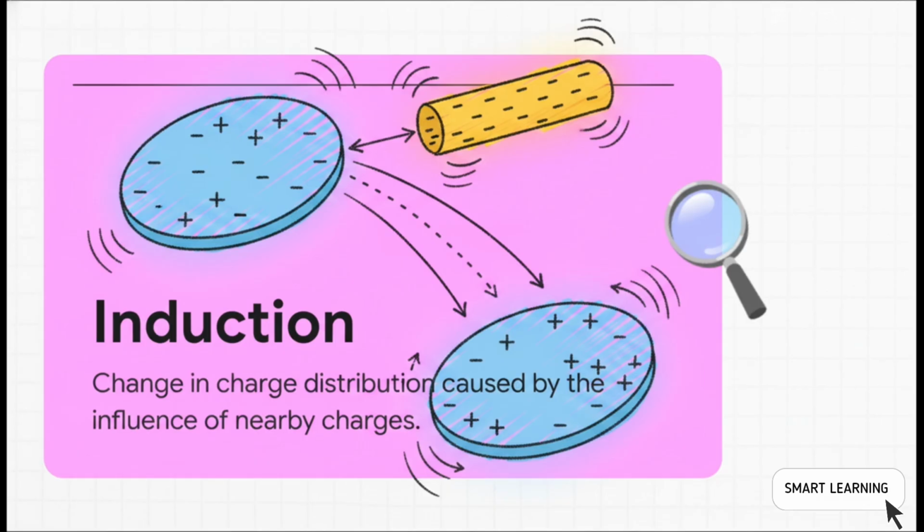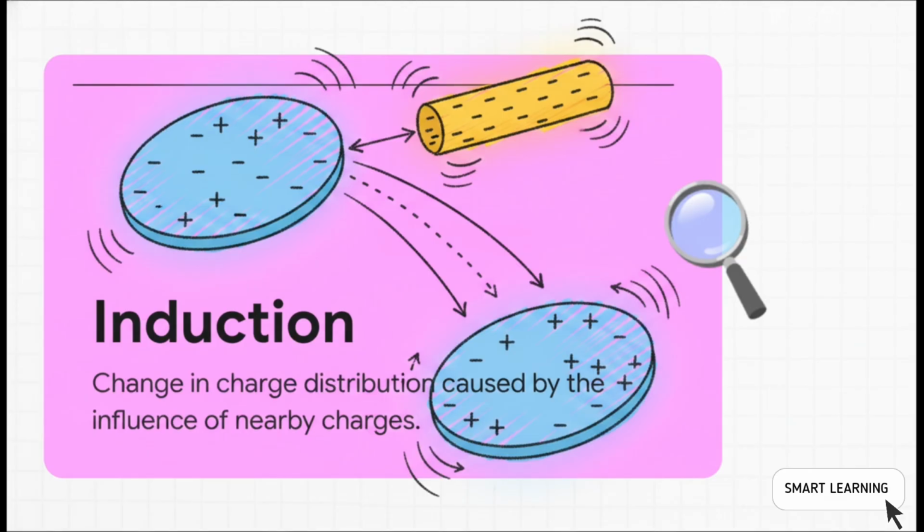But here is where it gets crazy. These invisible forces can actually act over a distance without any physical touching whatsoever. This phenomenon is called electrostatic induction. It's defined as a change in the distribution of electrical charge in an object caused by the influence of nearby charges. I want to heavily stress those two words, distribution and nearby.